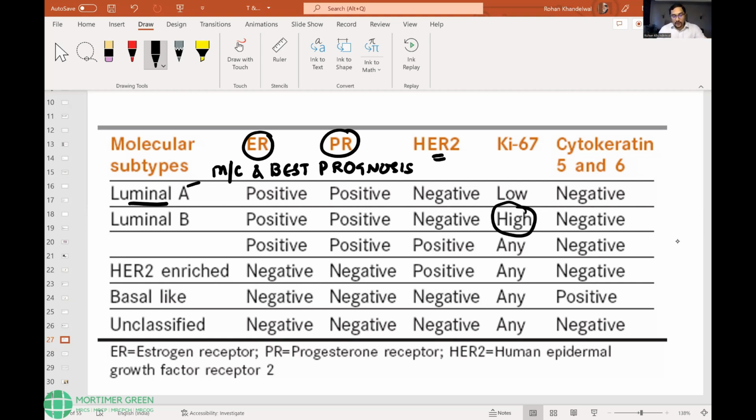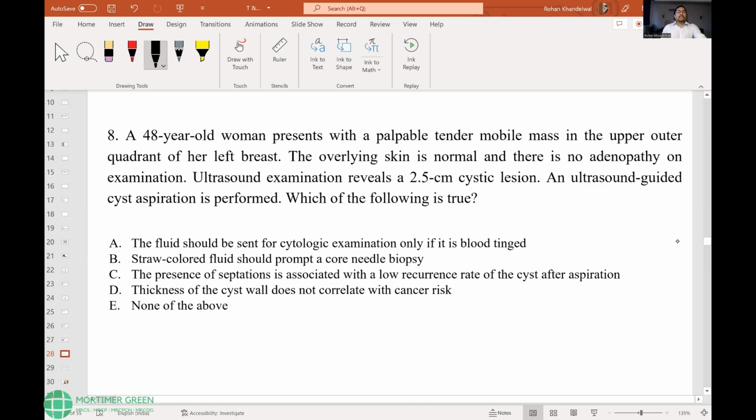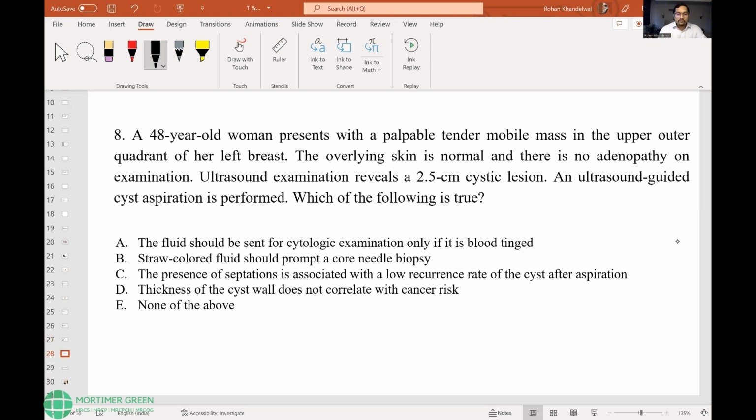HER2/neu enriched is when it is positive, and basal or triple negative type, all three are negative. This basal type is the one which has the worst prognosis, and this is the one which is seen in young patients. But the basal type is the one which will respond best to chemotherapy. Another way of asking this is pathological complete response rates. Pathological complete response rates would be best in triple negative breast cancer.